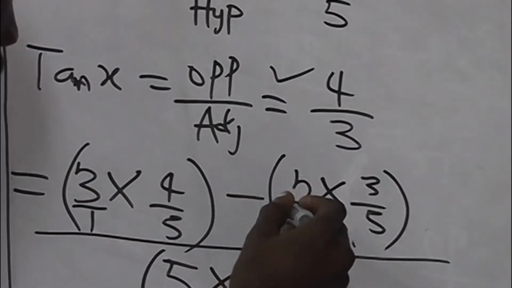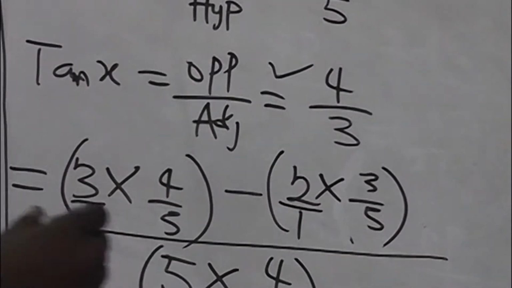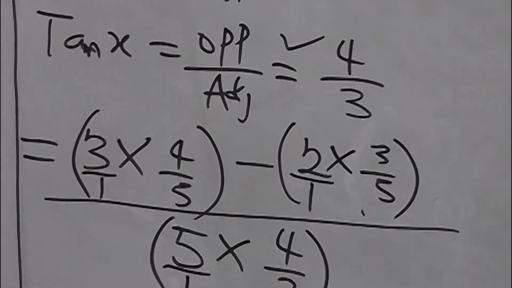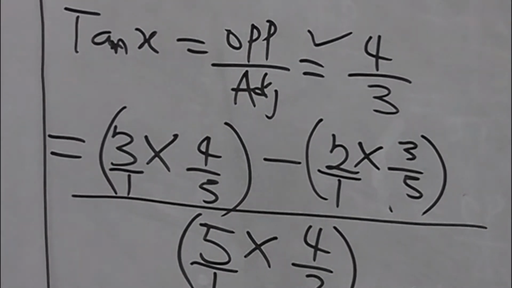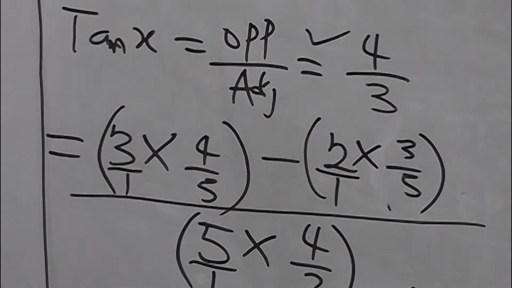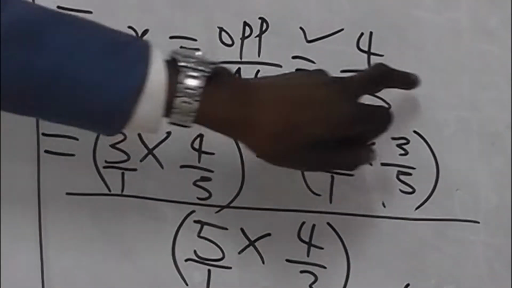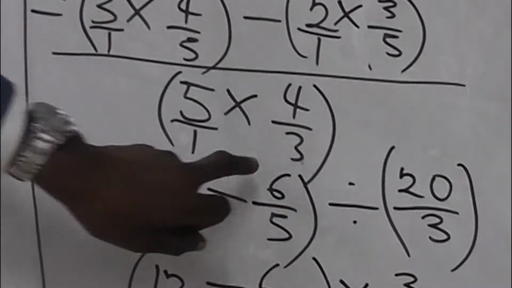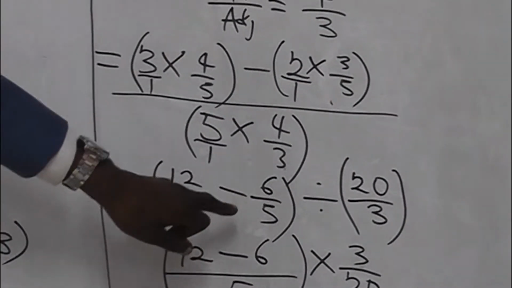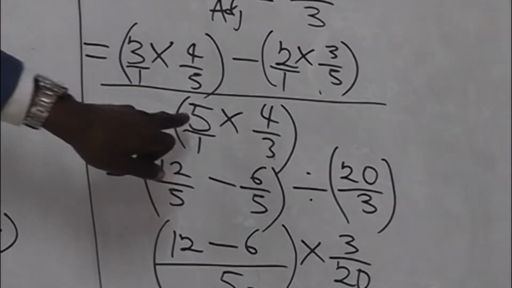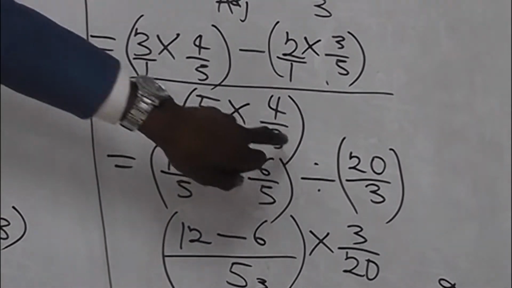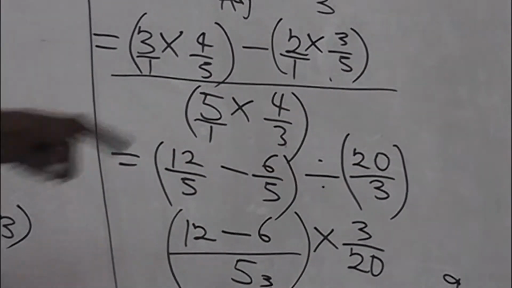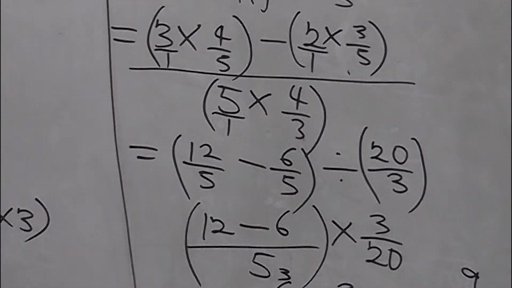This one 2, you can put as 2 divided by 1, and this one 5 as 5 divided by 1. So 3 multiplied by 4 is giving us 12, and 1 multiplied by 5 is giving us 5. 2 multiplied by 3 here is giving us 6, and 1 multiplied by 5 is giving us 5. The same thing with this one, 5 multiplied by 4 is giving us 20, while 1 multiplied by 3 is giving us 3. And that is the answer to those questions.